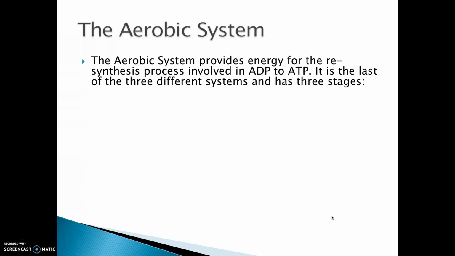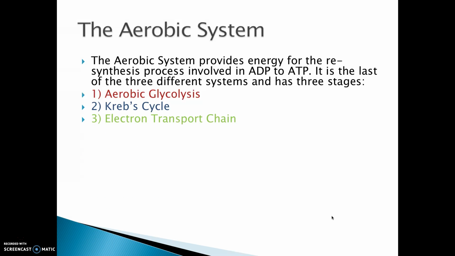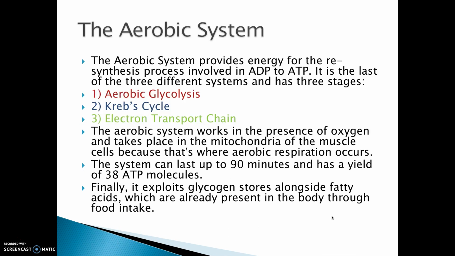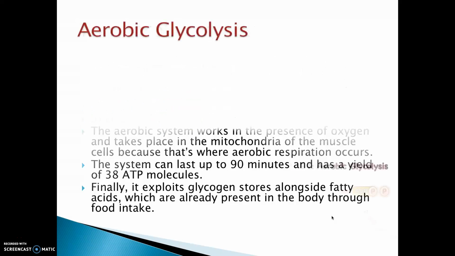Okay, so the aerobic system provides energy for the resynthesis process that is involved in adenosine diphosphate and adenosine triphosphate, and is comprised of 3 stages. The first one is aerobic glycolysis, followed by the Krebs cycle, and then finally into the electron transport chain. It works aerobically in the mitochondria and can last up to 90 minutes, and it uses fatty substances in our body and produces a yield of 38 ATP molecules.